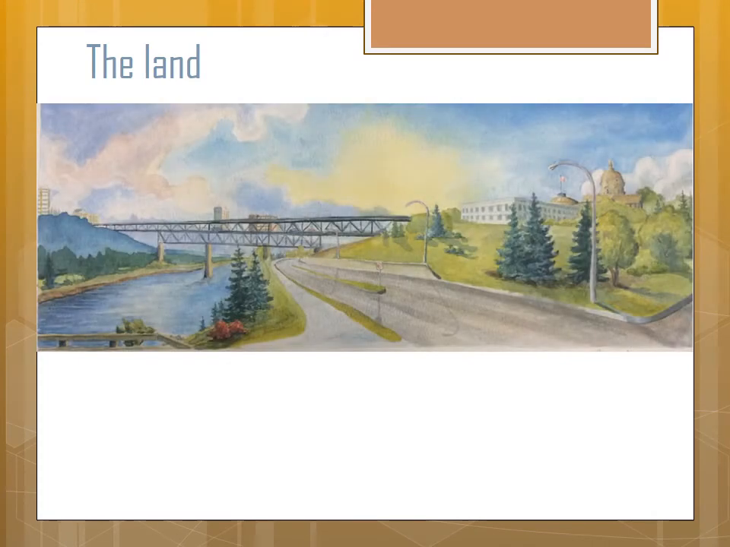This is a painting that I did of the downtown area with a little bit of artistic license. As I travel around the city, this is generally what it sounds like and looks like to me. In this painting, I've included the North Saskatchewan River and the River Valley. You can see the High Level Bridge and the Legislative Building on the right-hand side. But our city has only looked like this for a very short period of time. So what did it look like before?